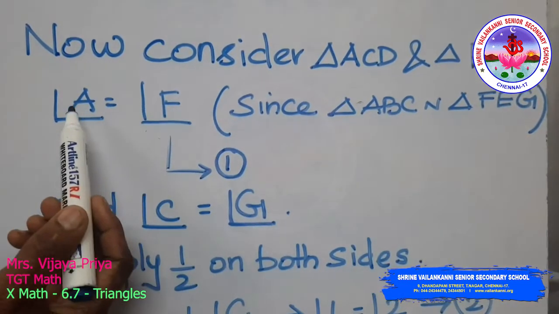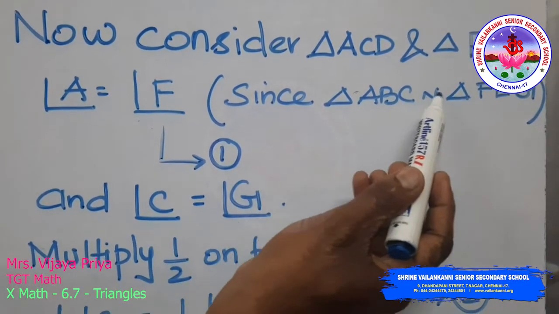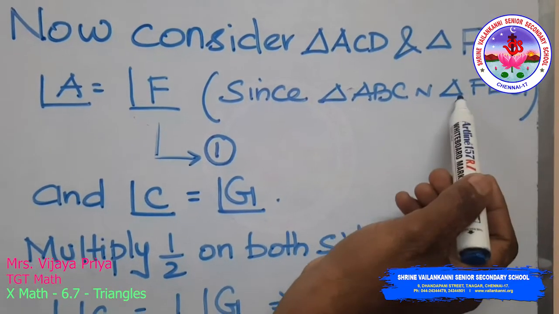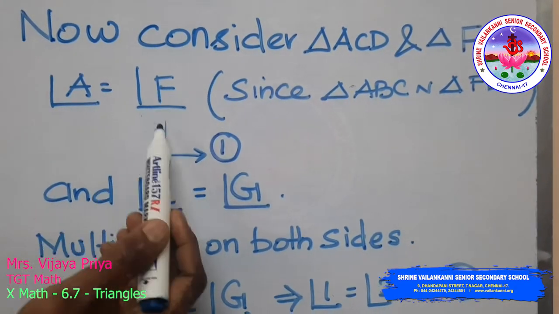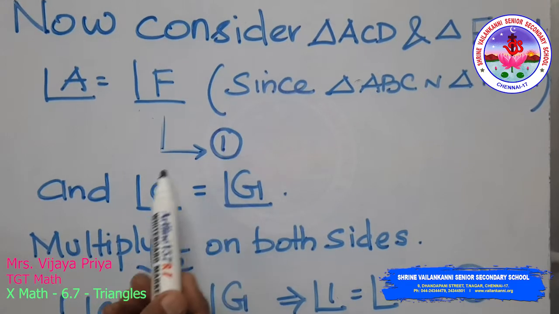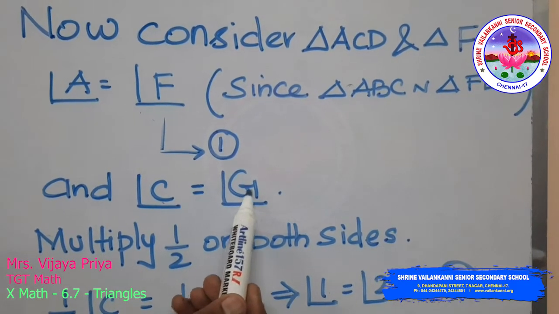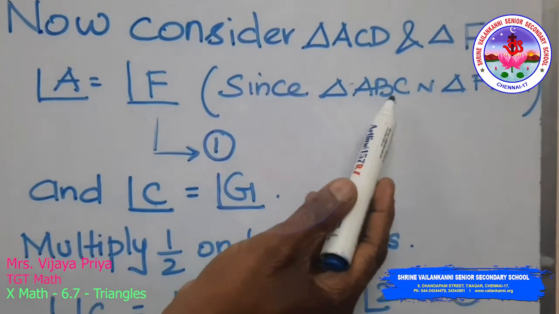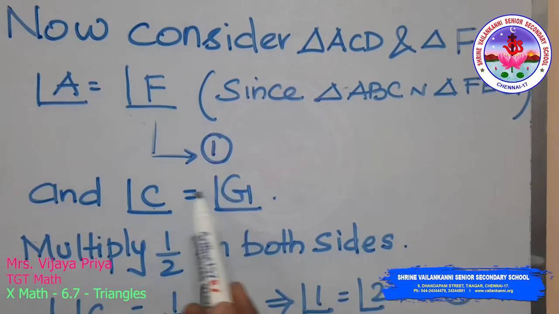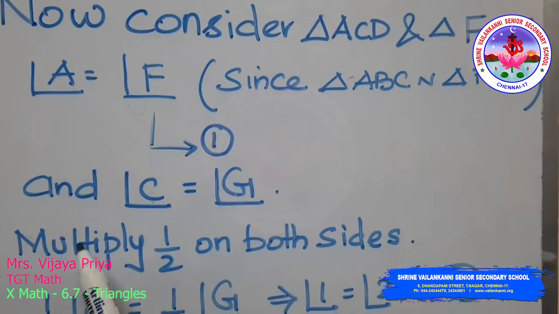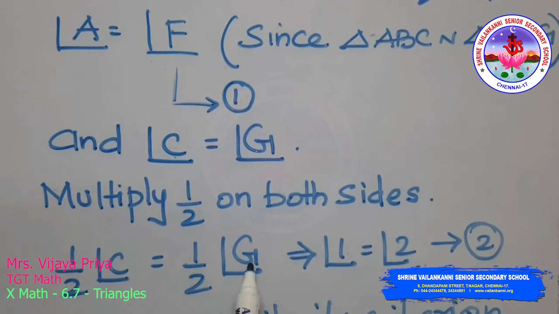We know already that angle A is equal to angle F, since triangle ABC is similar to triangle FEG, as given in the statement. So I got angle A is equal to angle F, calling this equation 1. Similarly, angle C is equal to angle G because triangle ABC is similar to triangle FEG. Now I am multiplying half on both sides, so half of angle C is equal to half of angle G.